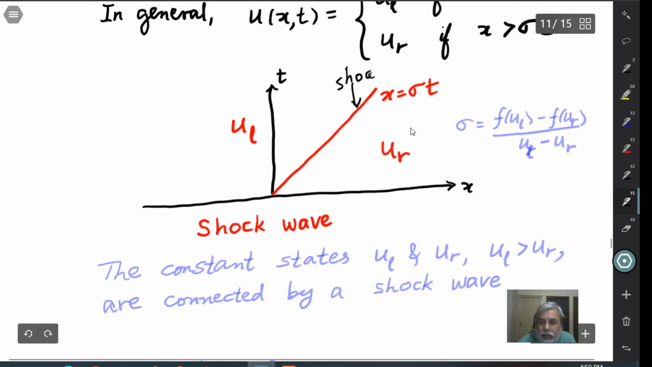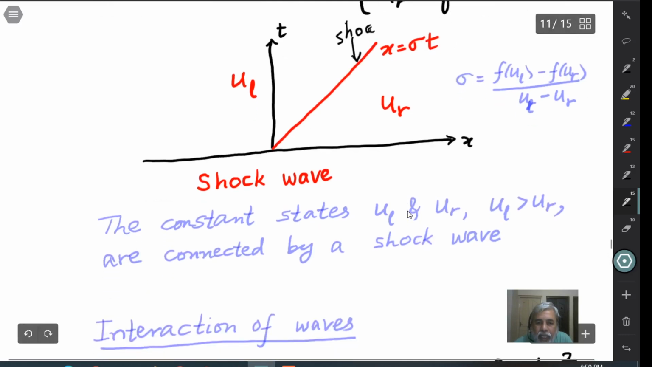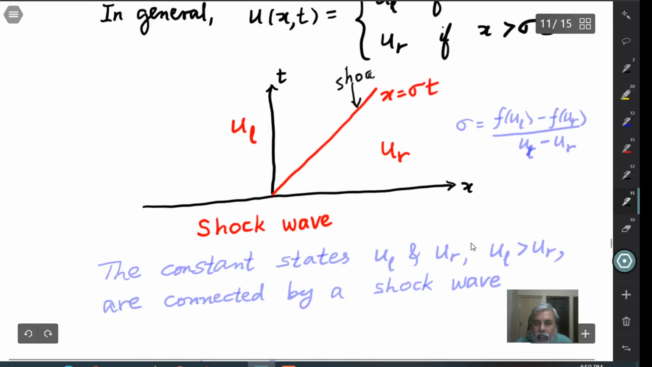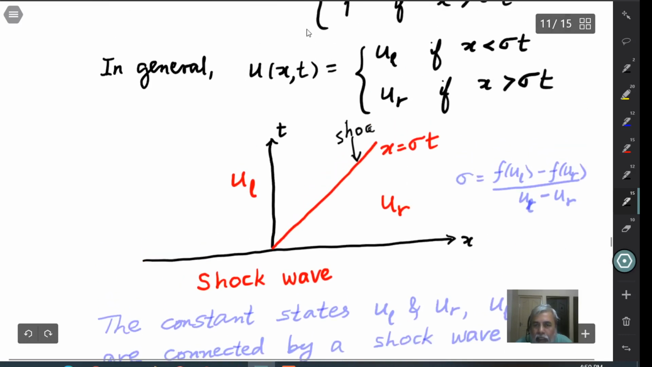And in this case, we say that the constant states UL and UR, where UL is bigger than UR, are connected by a shock wave. This solution is referred to as a shock wave. So it has again two constant states now separated by a line of discontinuity. In general this need not be a straight line, as we see in an example. Okay, so this is a shock.